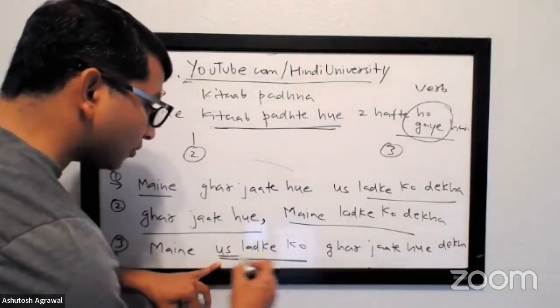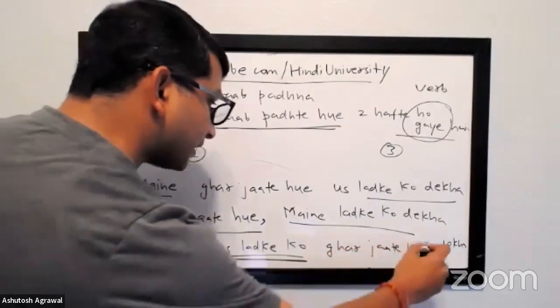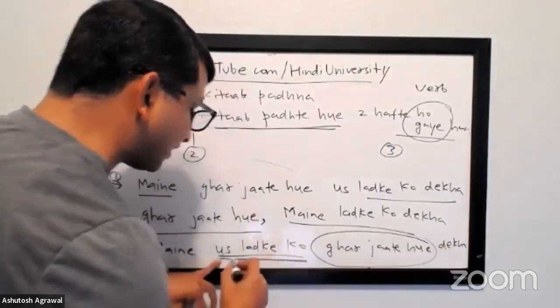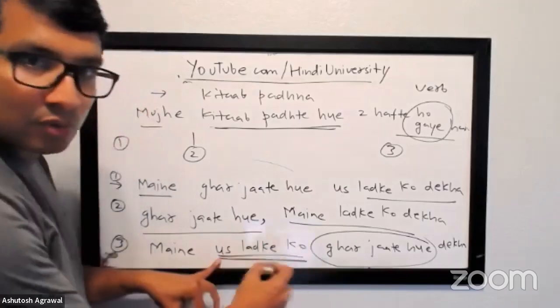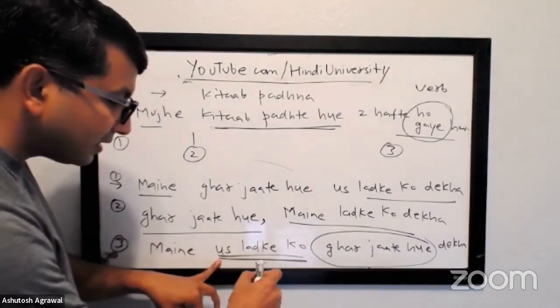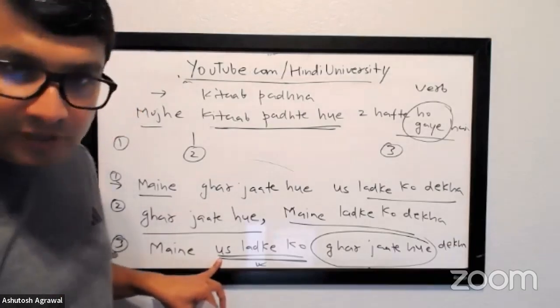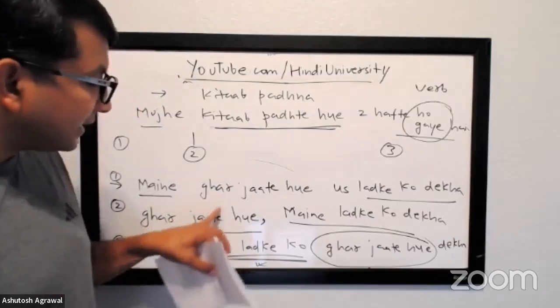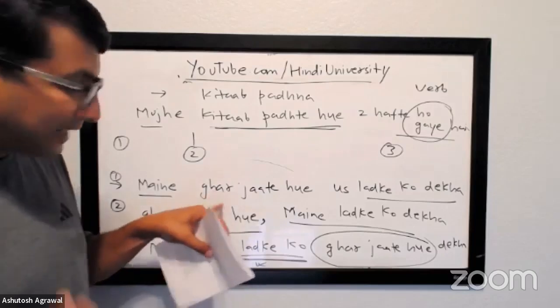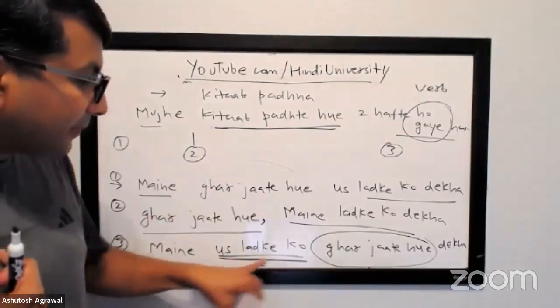उस लड़के को. So if you notice, घर जाते हुए is coming after the object. उस लड़के को. Okay, so when it is coming after the object, it is related with this one. Like I saw the boy while he was going home. In the first two sentences, it's I who is going home. In the third one, it's coming after the object.